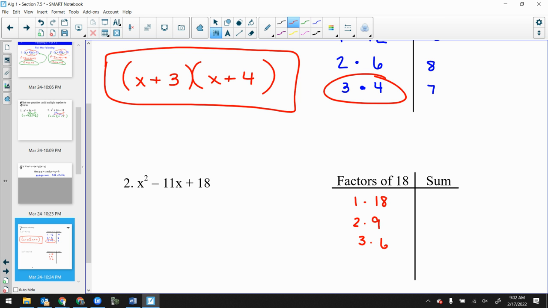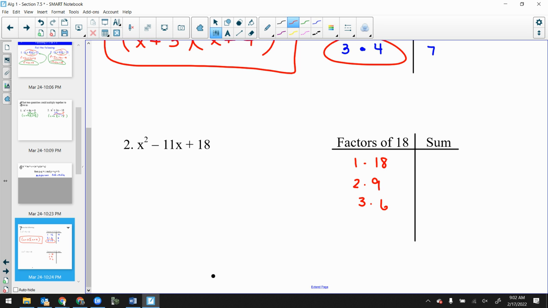Negative 11. Watch your signs. I'm looking to add together to get negative 11. Now, how do I add to get a negative number if I've only got positives? Okay, so this? No. Because what is negative 1 times 18? Negative 18. And I don't want negative 18, I want positive 18. So what do I do with this? What is negative 1 times negative 18? Positive 18. All right. So what is negative 1 plus negative 18? Negative 19. Does that even work?